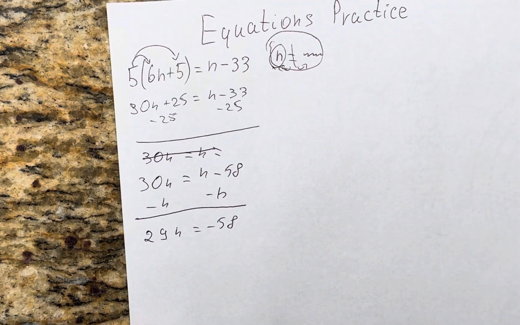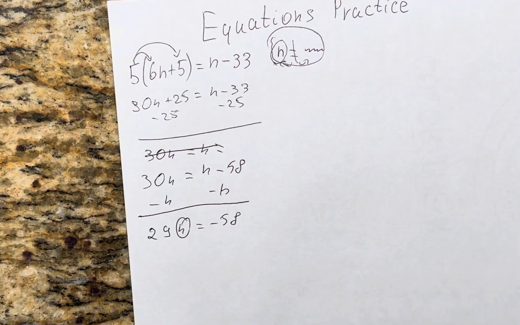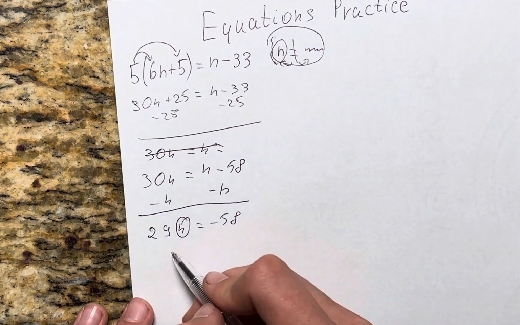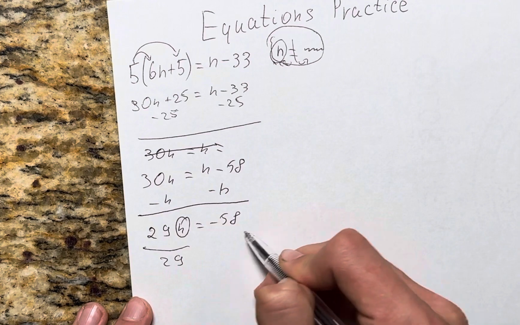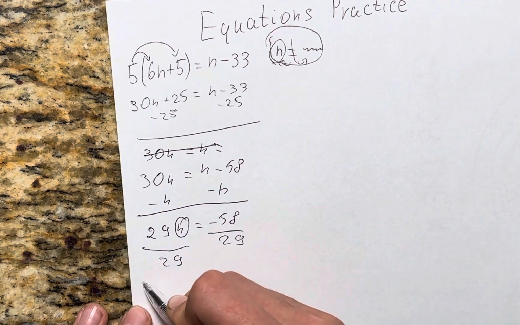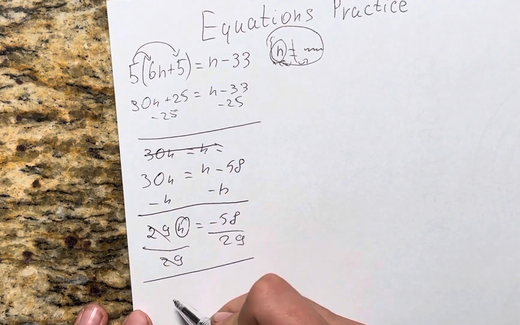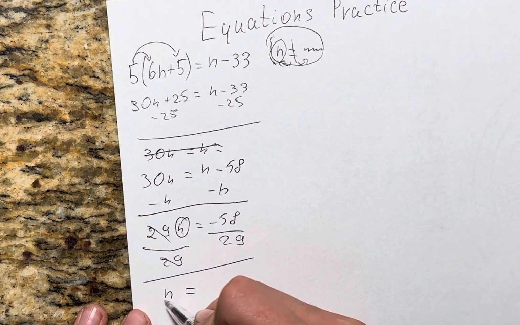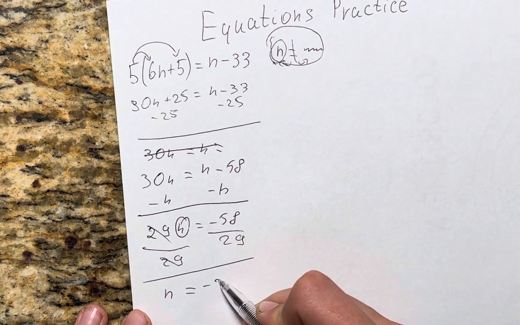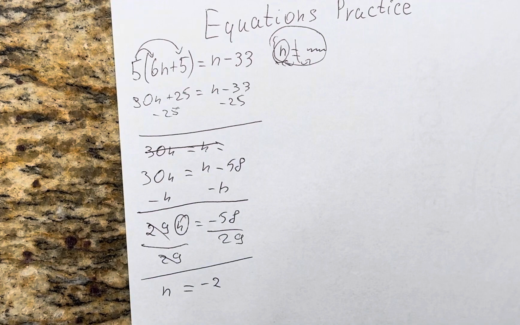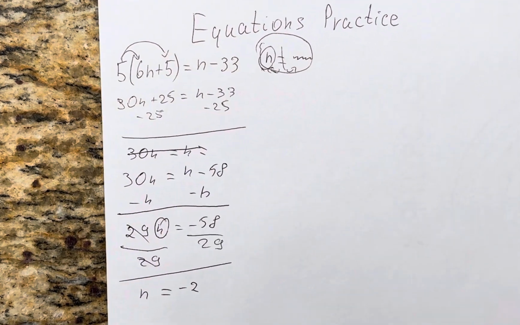And now we almost isolated the n, the variable. Last step would be to divide each side by 29. What we'll get is n by itself on one side equals negative 2. That's your answer for the first problem.